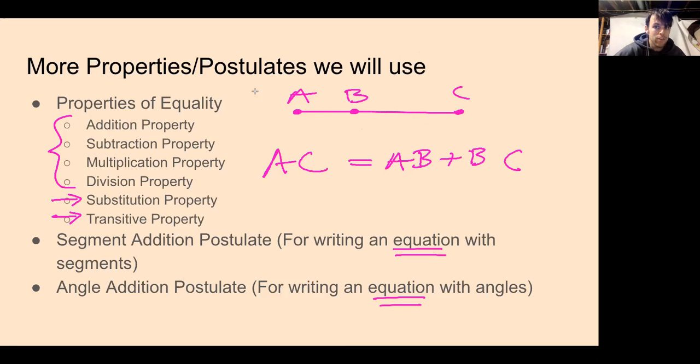Same thing with angles, right? When we're talking about angles, if you have an angle that's been divided into two smaller angles, well, the whole angle will equal the two pieces added together. Whatever this measurement is here plus this one needs to equal the whole big angle. Same idea, and we use it for setting up equations, so we'll need to do that a fair amount when we're doing angle proofs.